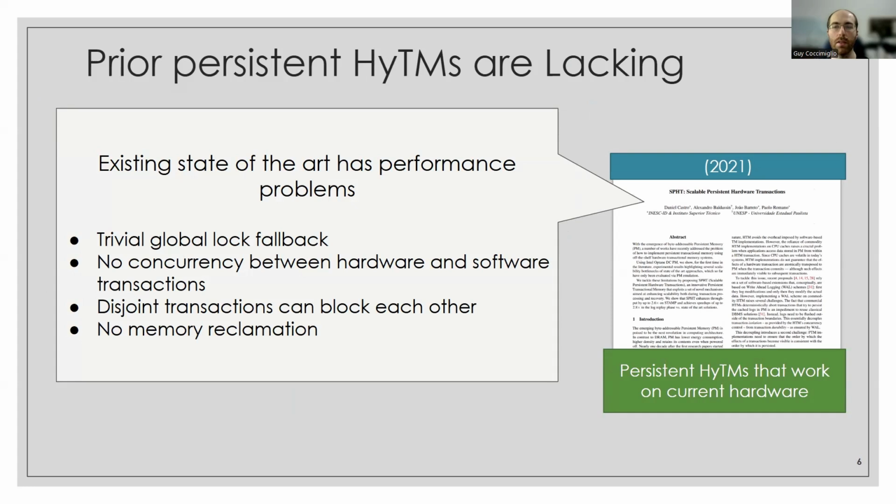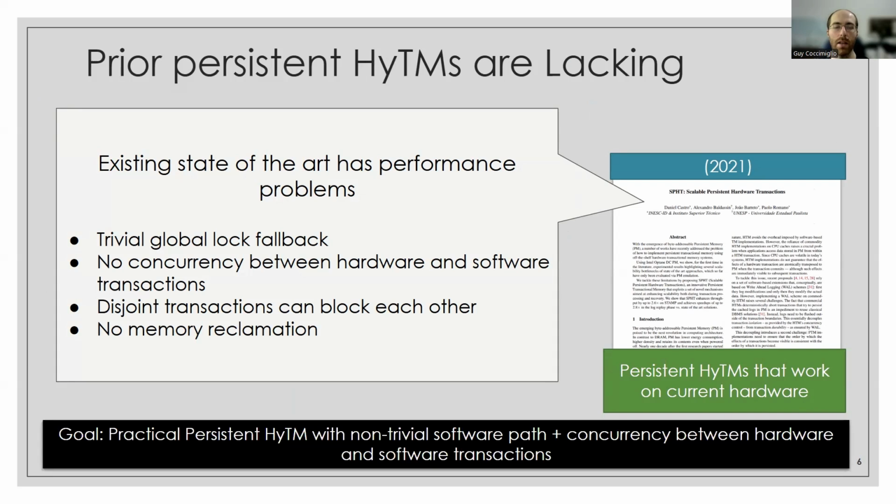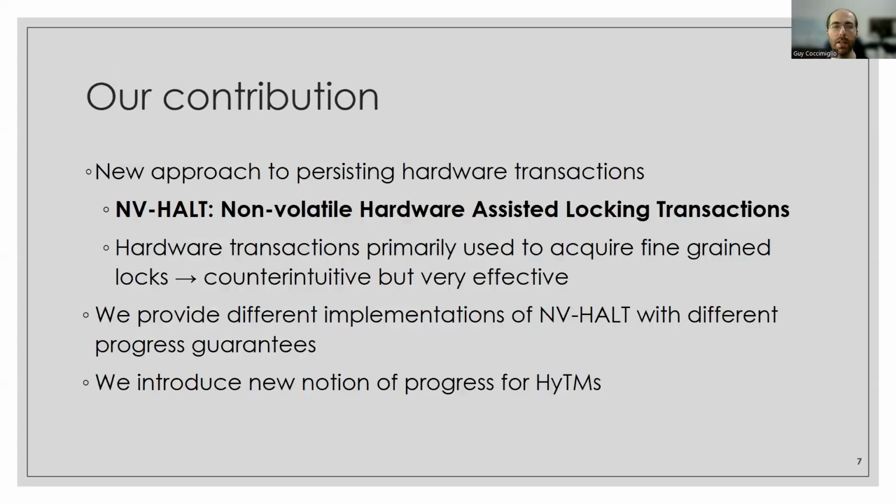Unfortunately, the persistent hybrid TMs that work on current hardware are lacking. For example, the existing state-of-the-art SPHT has some important performance problems. It has a trivial global lock fallback path. It does not allow concurrency between hardware and software transactions. It does allow disjoint transactions to block one another, and it has no memory reclamation in its public implementation. And in this work, we're seeking to provide a better alternative for persistent hybrid TMs with an explicit goal of designing and implementing a practical persistent hybrid TM with a non-trivial software path and one that allows concurrency between hardware and software transactions. And this leads to our contribution.